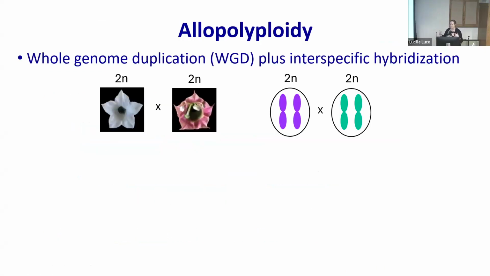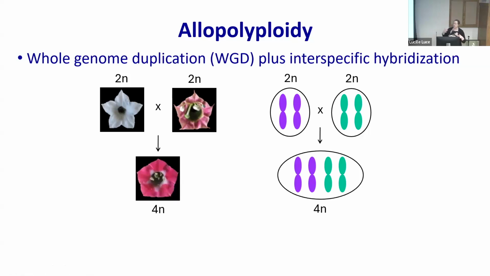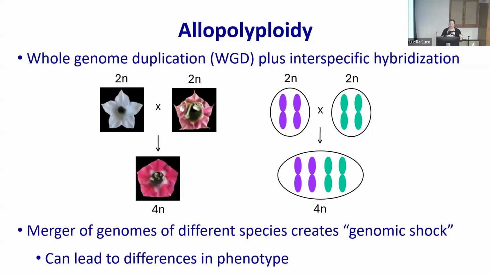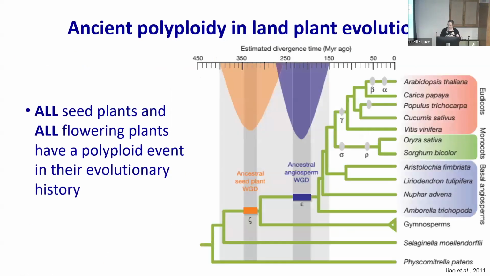So allopolyploidy involves two things, both whole genome duplication and interspecific hybridization. As we can see up here, we have two different diploid species. Here are their sets of chromosomes, different colors, and they come together to create hybrids that have 4 sets of chromosomes, but 2 different diverged genomes back in the same nucleus. And this leads to this genomic shock, where they have to figure out how to work with each other. And this leads to all sorts of different changes, but can also lead to changes in phenotype, like we can see in these polyploids here. And so I'm interested in how these phenomena lead to differences in flower phenotypes.